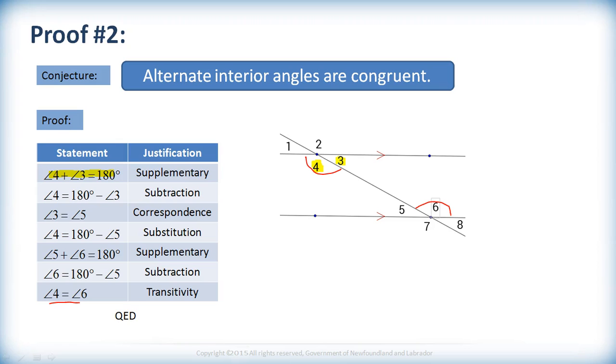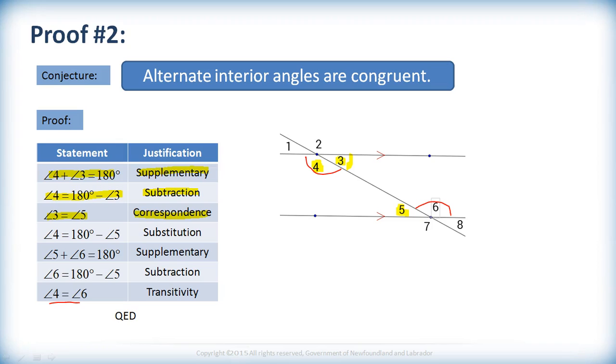Those are supplementary. Yep, straight line. Okay. So then by subtraction, we take angle 3 and subtract from the right-hand side, and we get angle 4 is 180 minus angle 3. Pretty good. Now, they're saying that angle 3 equals angle 5 by correspondence. And remember, we had our corresponding angle postulate. So that means that angle 3 and angle 5 have to be equal.